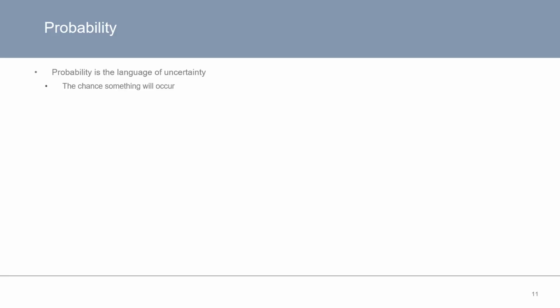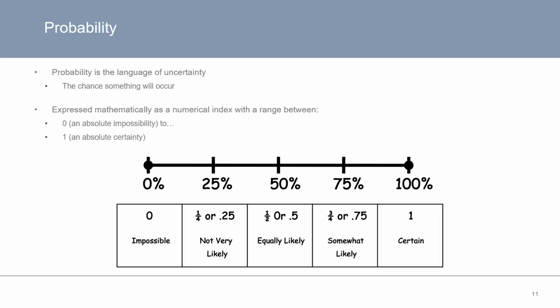At this point, let's dive into what might be a refresher for many of you as we cover basic probability theory. First off, probability is the language of uncertainty, and it asks, what is the chance that something will occur? Probability can be expressed mathematically as a numerical index with a range between 0 and 1, where 0 represents absolute impossibility and 1 represents absolute certainty. We can of course think of this in terms of percentages from 0 to 100.